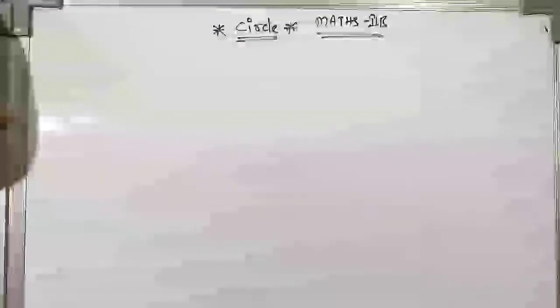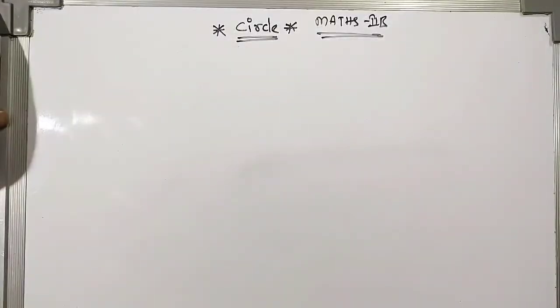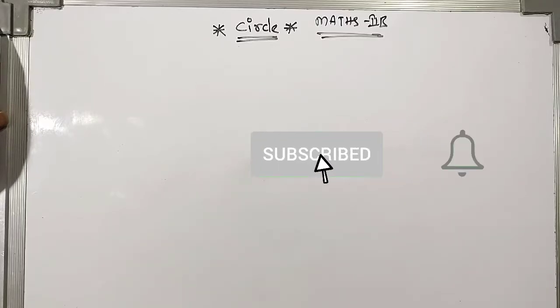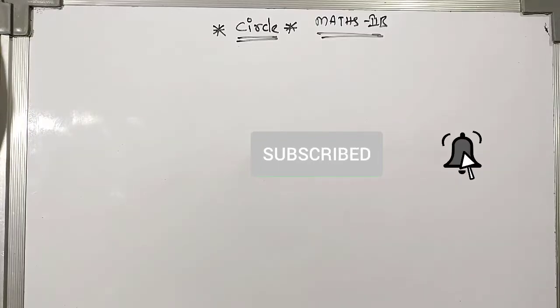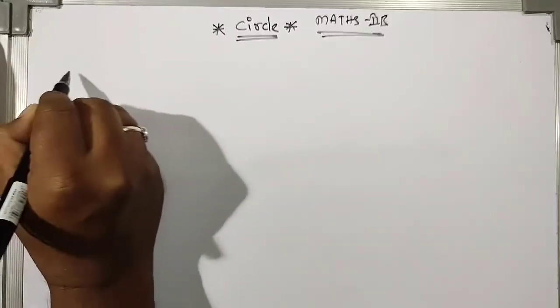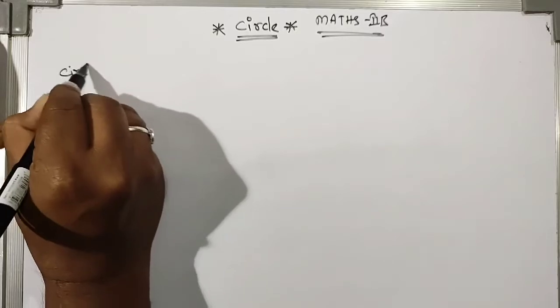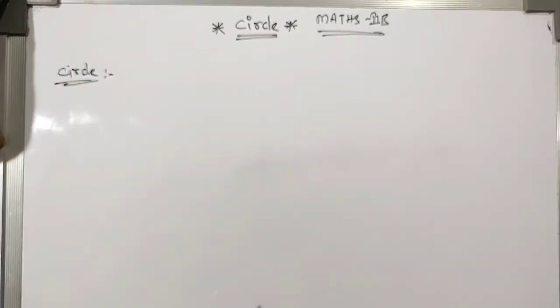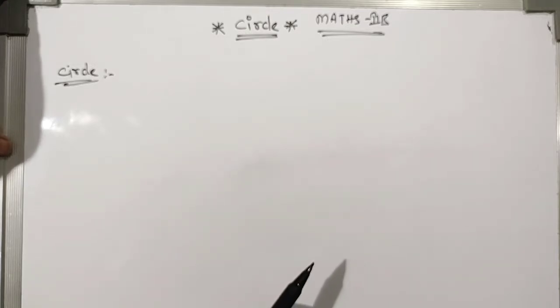Today I'm going to explain the first chapter in Maths 2B, which is circle. It is one of the important chapters, and first of all we should know the definition of a circle. What is the circle here? A circle is a set of points which are at equal distance from a fixed point.